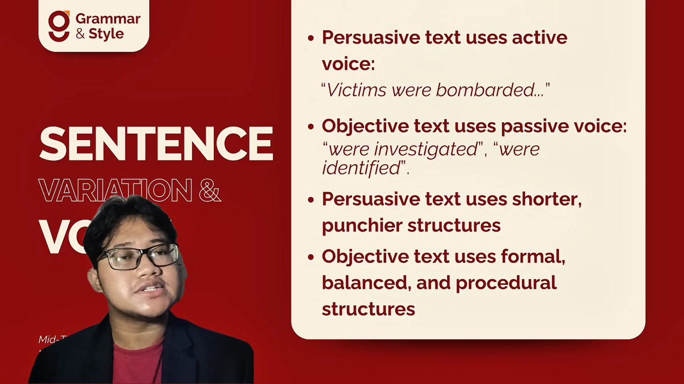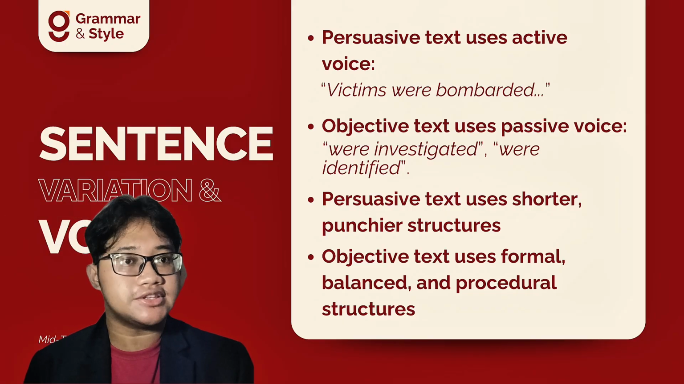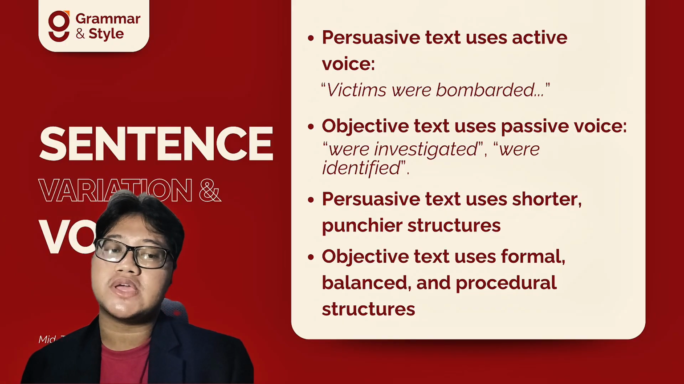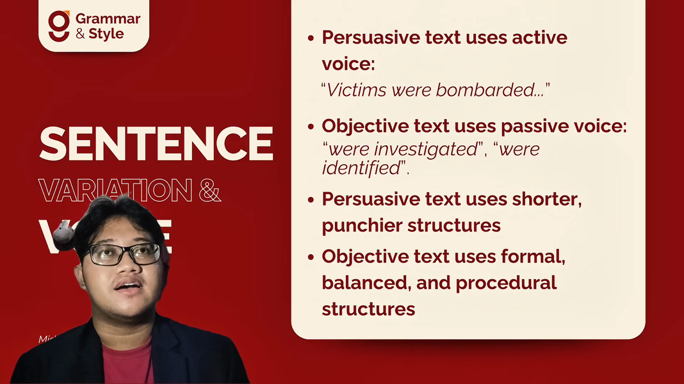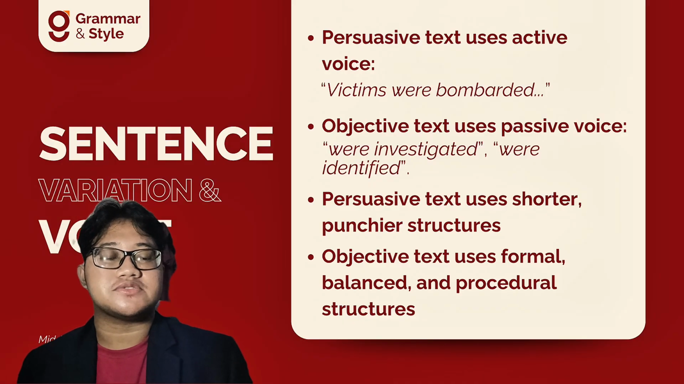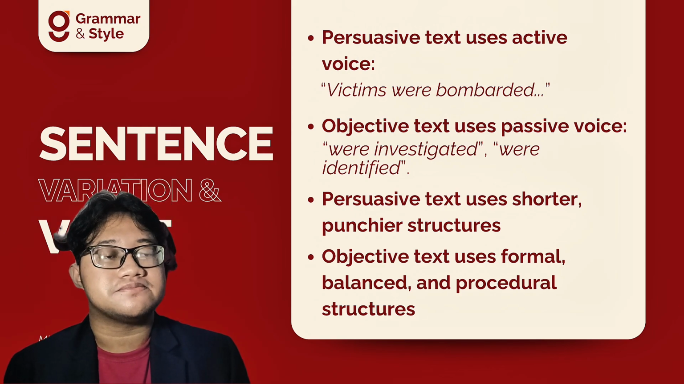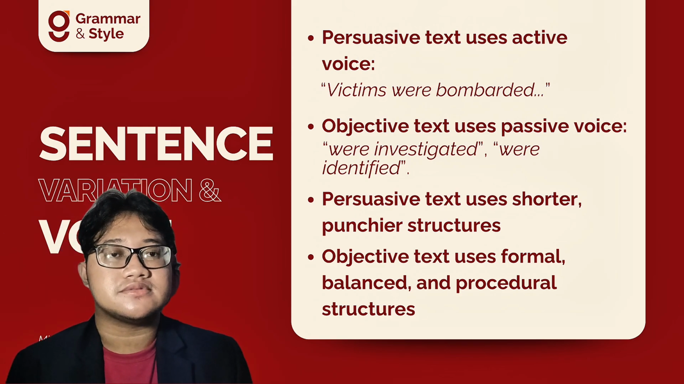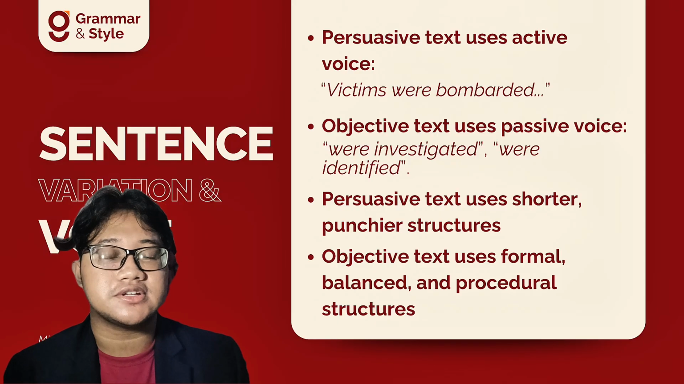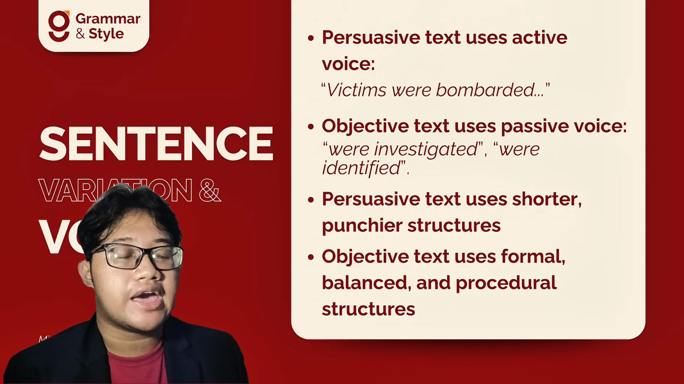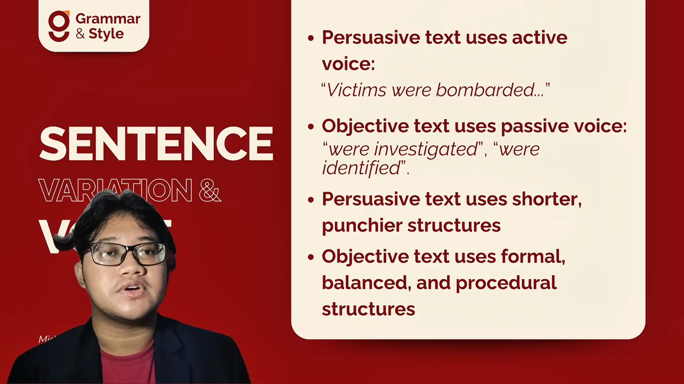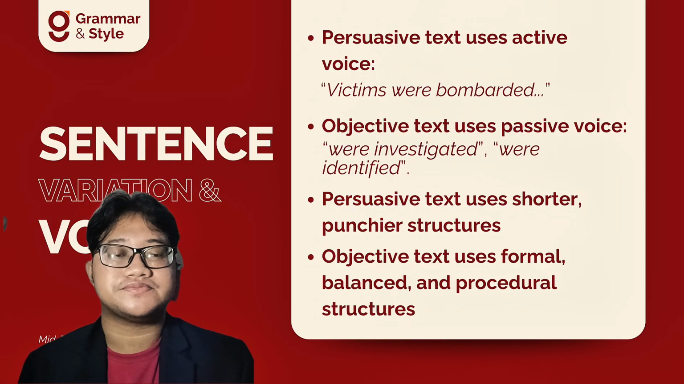The persuasive version also has shorter sentences, which creates speed and intensity. The objective version uses more complex structures to present factual information clearly, so that the readers can understand more naturally and without any distraction from the subjective part.